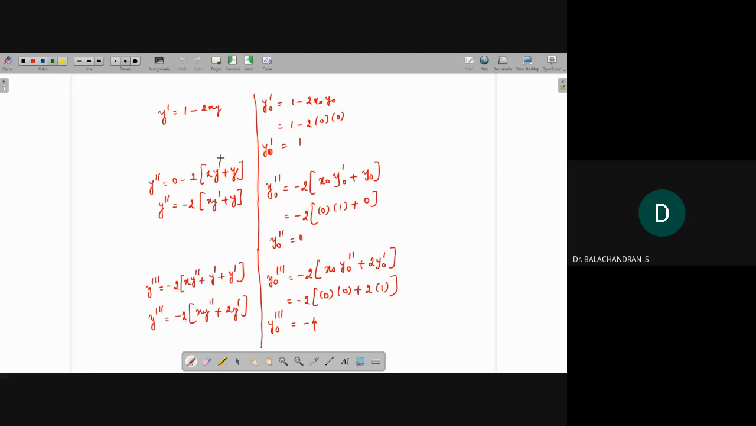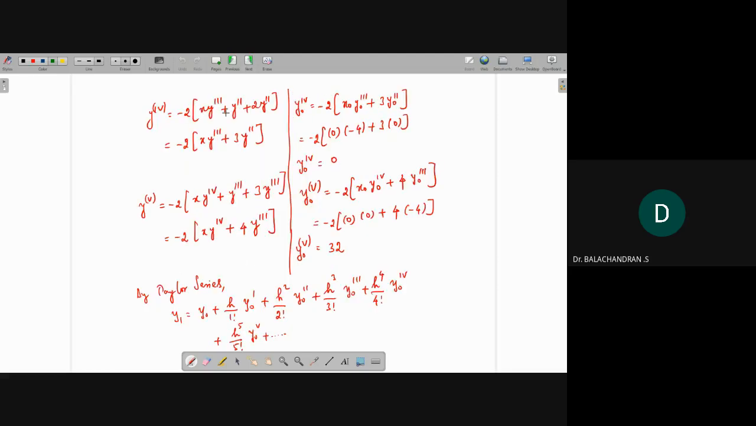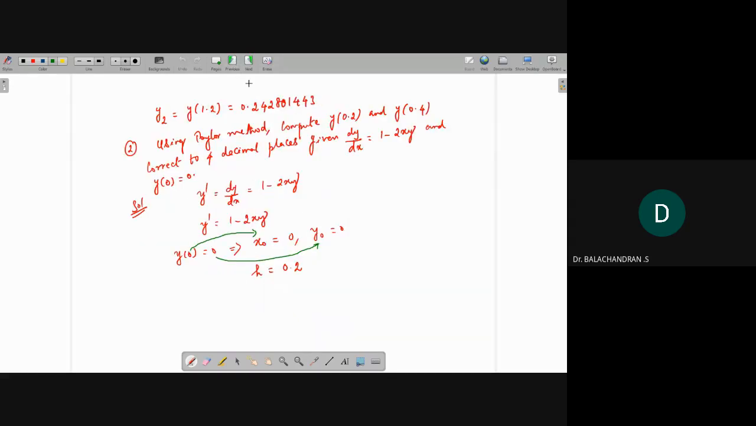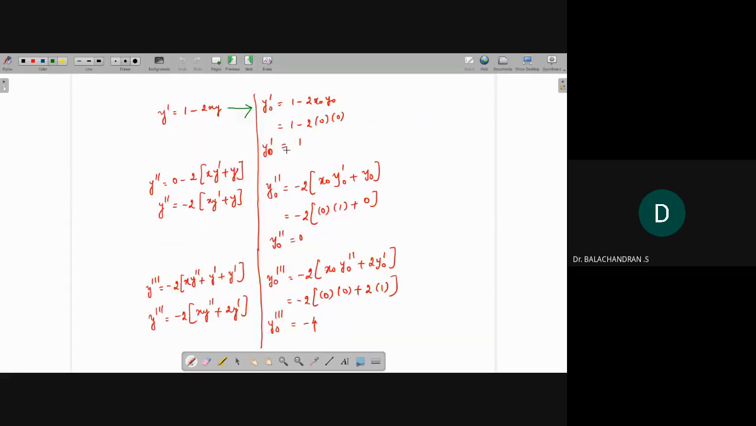Next, y fourth derivative. Similarly, you should find y fourth derivative, y fifth derivative. So now, correspondingly, you should find y naught dash, that is equal to 1 minus 2 into x naught into y naught. So x naught value is 0 and y naught value is also 0. So y naught dash is equal to 1.